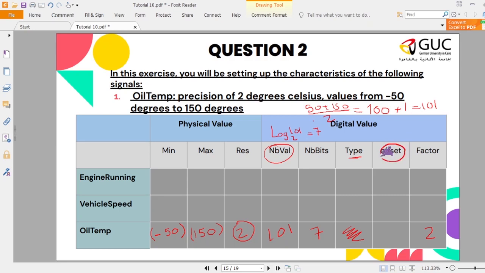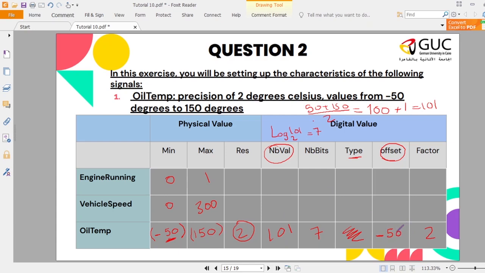And our offset here, do you think we have an offset? Yeah, we have an offset. Why? Because we don't start at 0. The engine running was 0 or 1, right? The vehicle speed was 0 and the maximum was 300. But here in the oil temperature, we start at -50. So whatever value we have, let us say it's 1, we will offset it by -50. So our offset is -50.